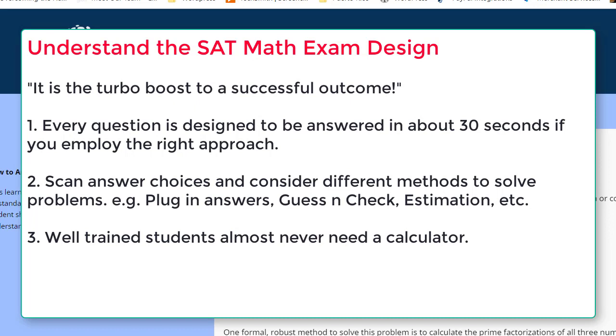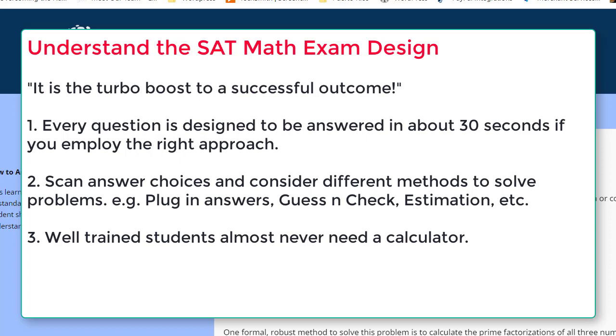First, every SAT math problem is designed to be answered in about 30 seconds. If you're using the right technique and approach, they're not designed to be terribly time-consuming, like an AP problem or some more complicated problem you might have in an honors class in school. So keep that in mind as we learn some techniques to take advantage of that.